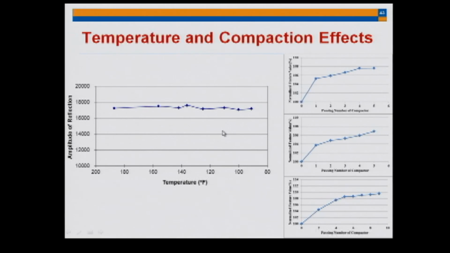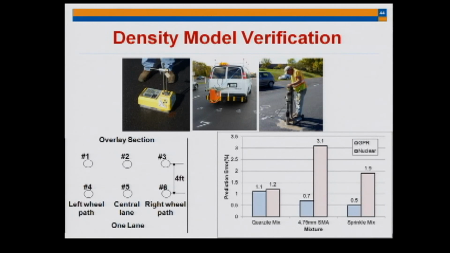So one of the advantages here is I can monitor the compaction, and I can tell the compactor, you know what, this is where you should stop. After 5 passes, you need to stop. So we took cores, we took nuclear, and just to share with you the results, this was more accurate than nuclear in all these mixes.